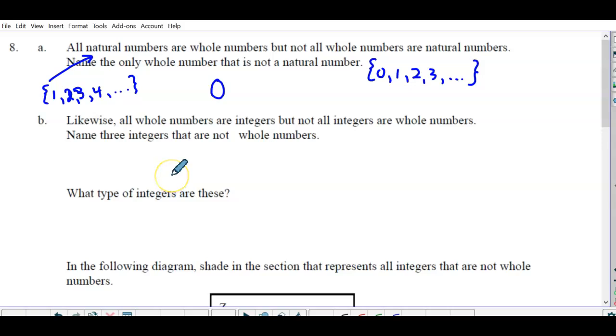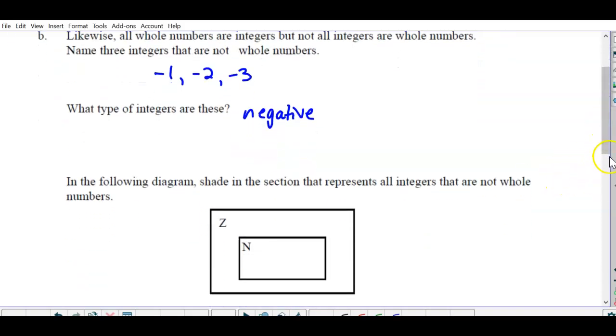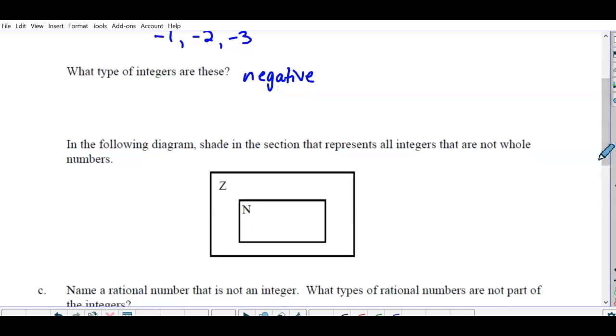Likewise, all whole numbers are integers, but not all integers are whole numbers. Name 3 integers that are not whole numbers. That would be negative. So let's say -1, -2, -3. So what type of integers are these? These are negative. In the following diagram, shade in the section that represents all integers that are not whole numbers. So remember, these are whole numbers. These are integers.